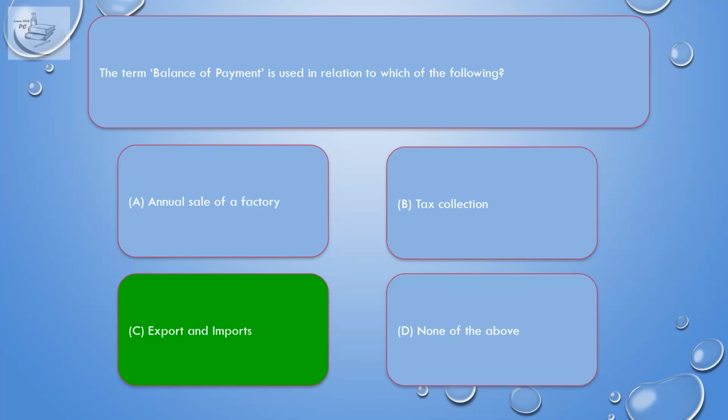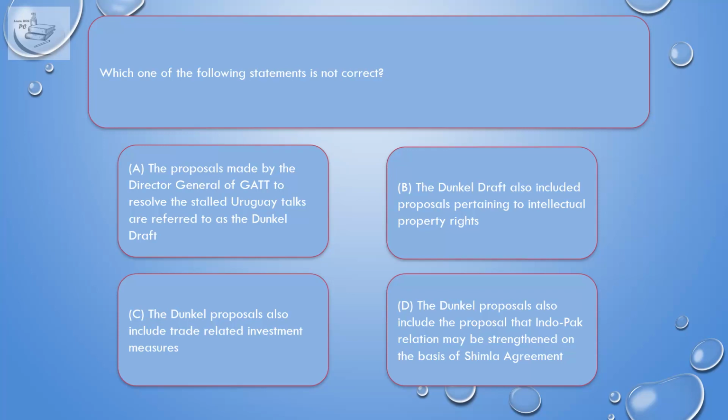Correct answer is C. Export and imports. Question: which one of the following statements is not correct? A. The proposals made by the Director General of GATT to resolve the stalled Uruguay talks are referred to as the Dunkel draft. B. The Dunkel draft also included proposals pertaining to intellectual property rights. C. The Dunkel proposals also include trade-related investment measures. D. The Dunkel proposals also include the proposal that Indo-Pak relation may be strengthened on the basis of Shimla Agreement.